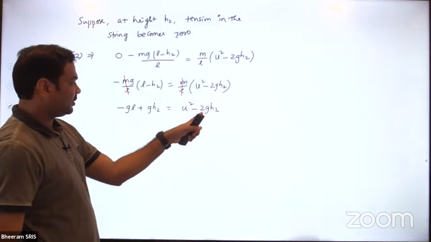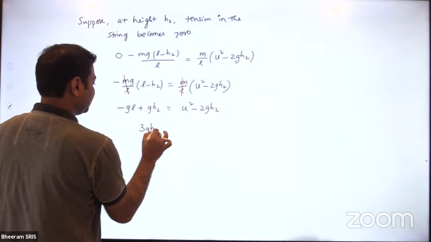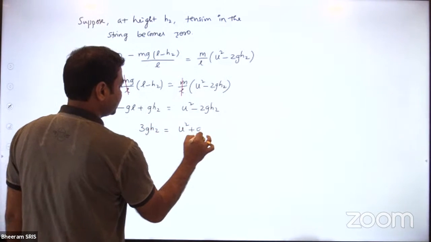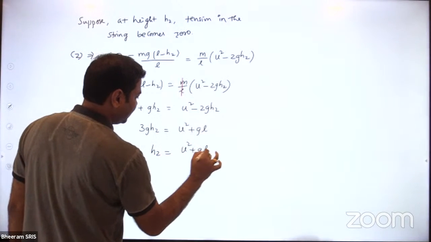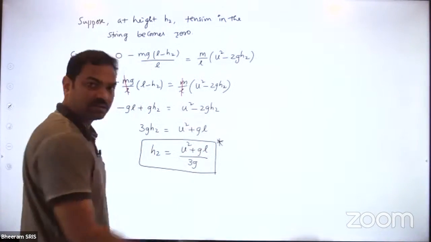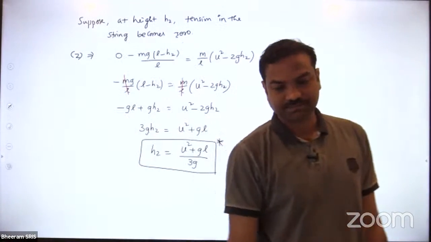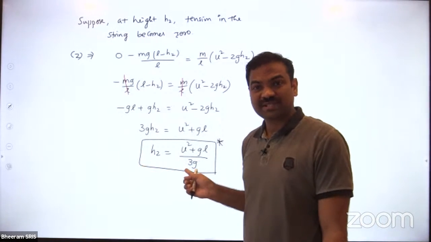Okay? Now I want to find out the H2 value. Take the 2g H2 on this side. So 3g H2 is equal to u square plus gL, and H2 value is equal to (u square plus gL) by 3g. This is an important expression. Try to remember. On this you may get questions. At what height the particle will leave the circular motion, this is the height.